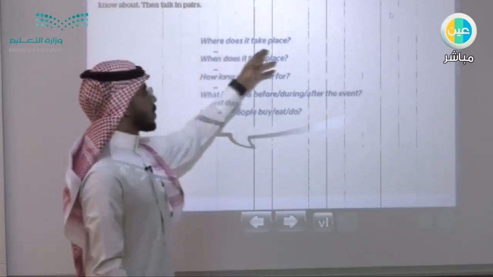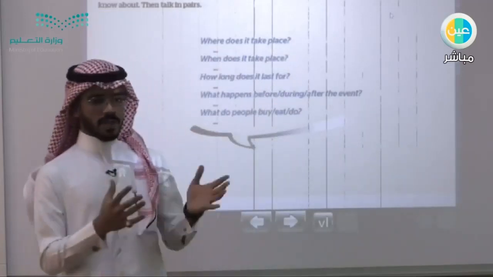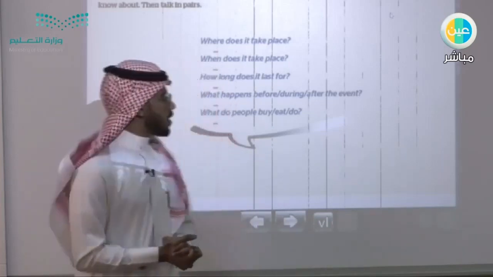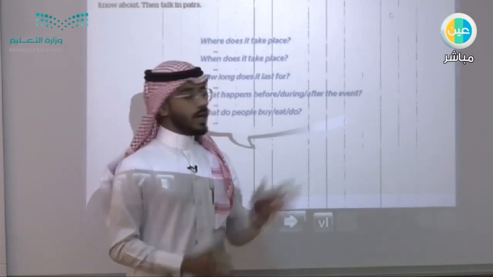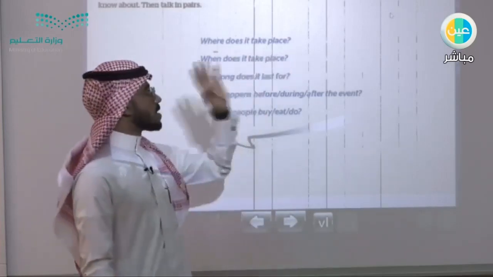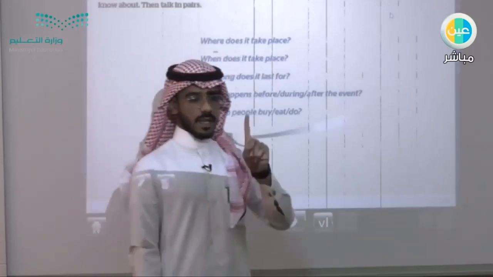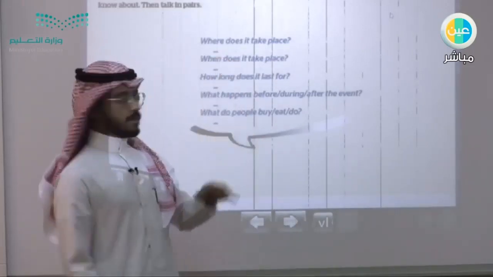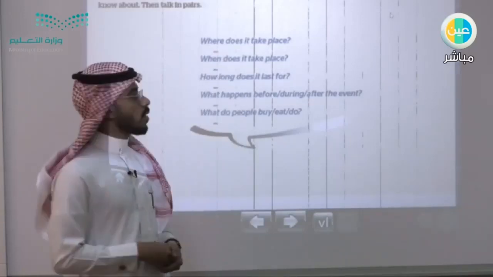Where does it take place? Or the first thing, what is this festival? For example, when I talk about Al-Janadriya festival, where does it take place? It's "does" here because I talk about one festival. This is the present simple, does. Where does it take place? Take place means to happen. In Riyadh.